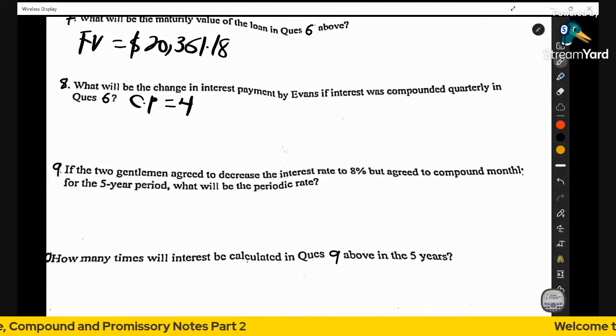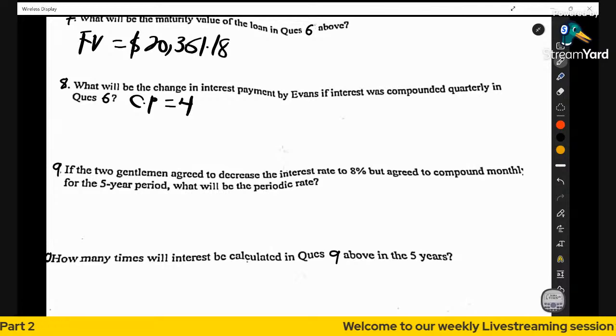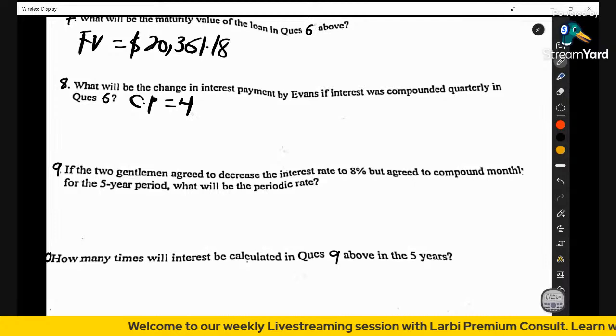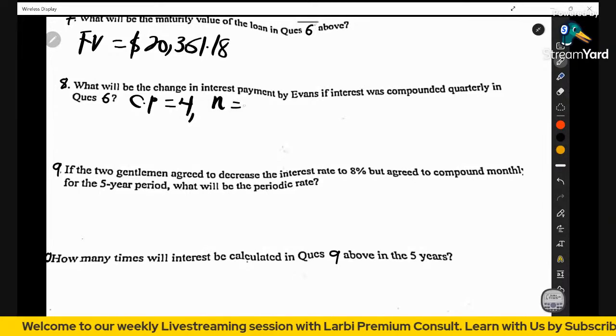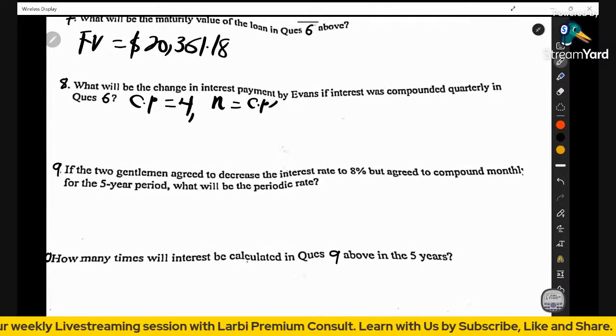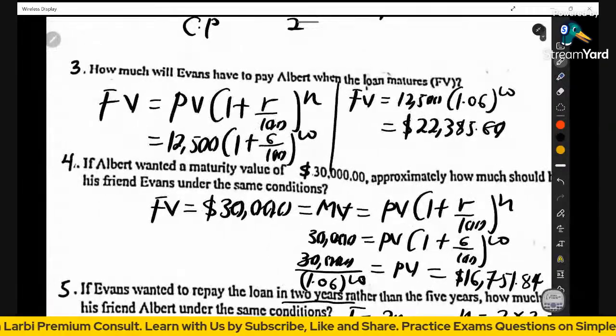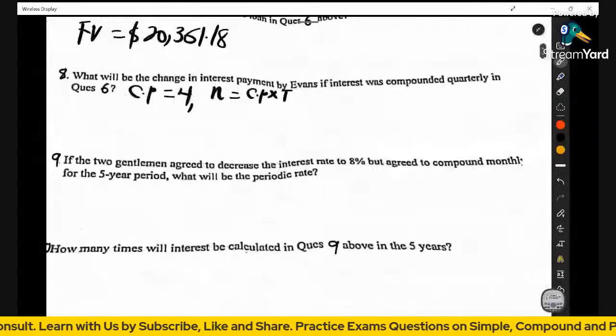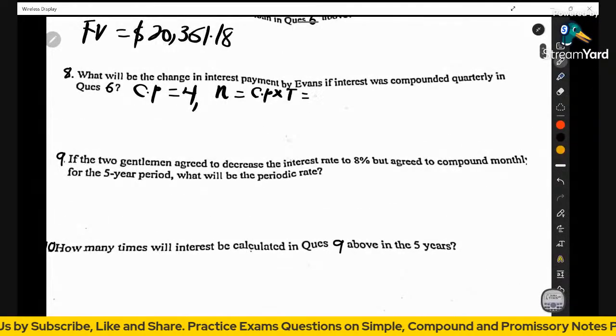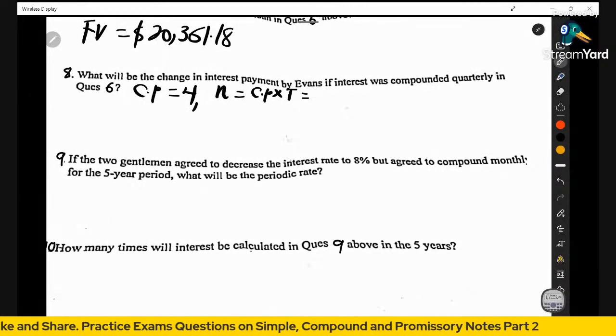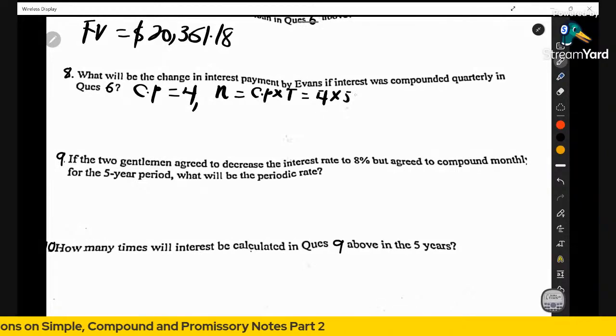So when there is a change in compounding, that affects our periodic interest rate, and at the same time it affects our number of times to be compounded, right? So once we have that, we can say that n should be equal to what? The compounding period multiplying the time. Remember, the time still remains 5 years, in reference to question 6. So our n should be equal to 4 multiplying 5, and we are getting 20.